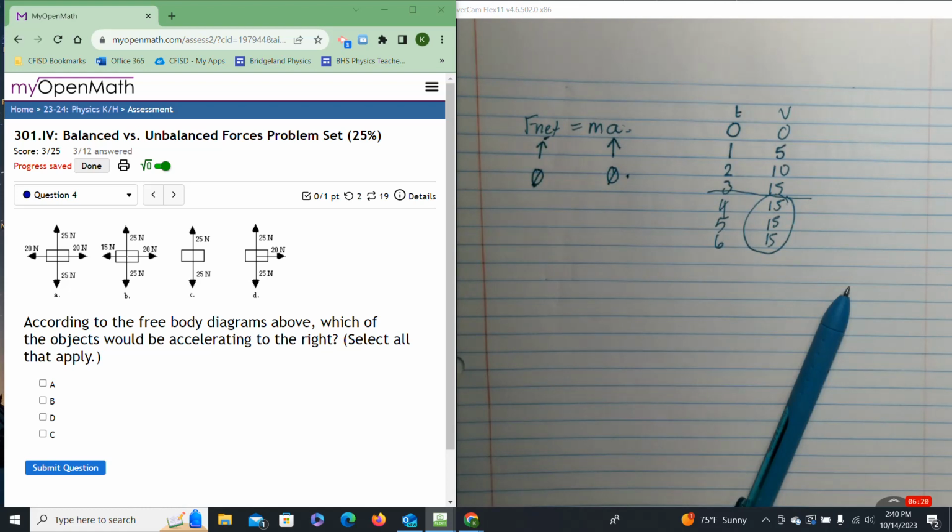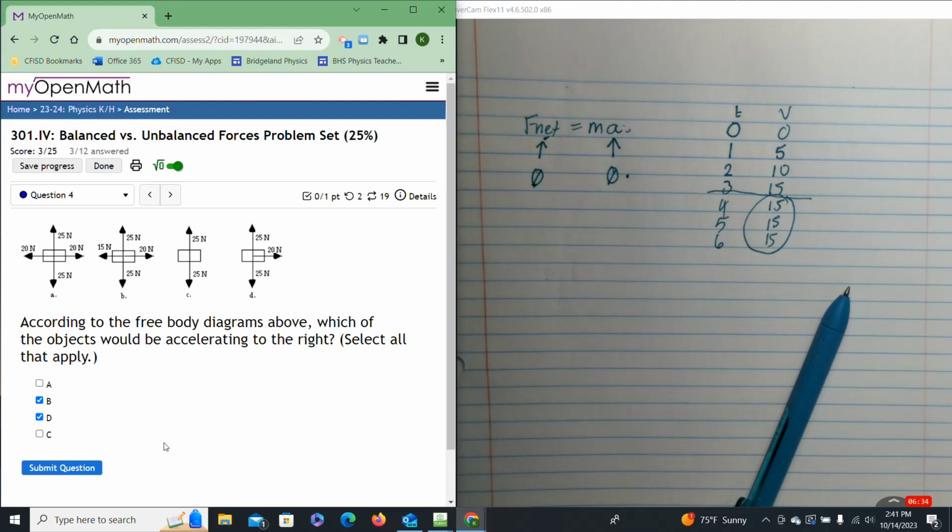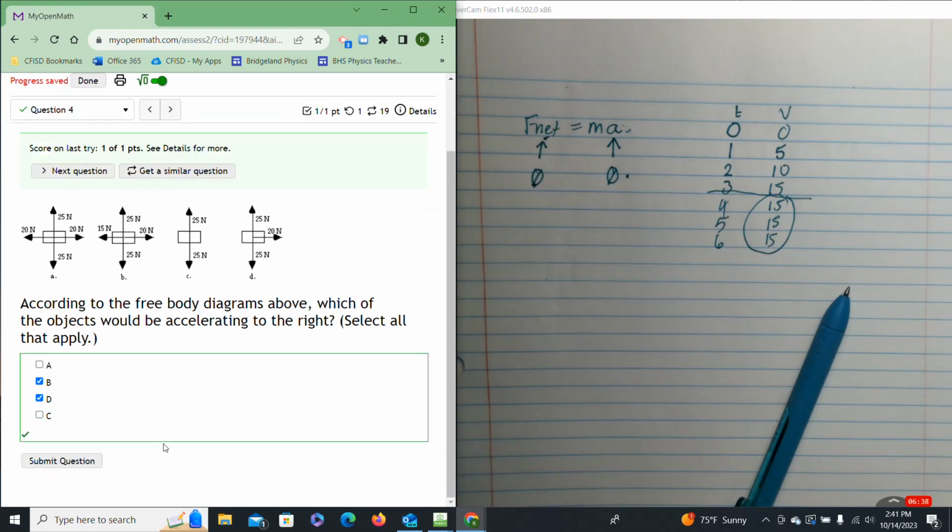And so looking at these diagrams, the only ones that have a net force to the right are B and D. Okay, those two both have a net force, and that net force is in the rightward direction because that vector to the right is longer than the vector to the left. Or this one doesn't even have one, but B and D.